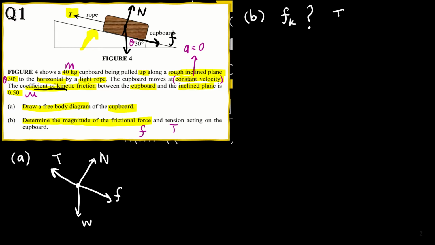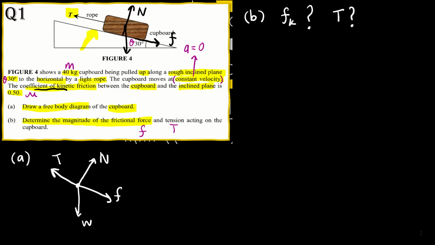So for the free body diagram, we make sure our block becomes a dot. We make sure all the tails of the forces must be at the center. So we have normal, weight downward, frictional force, and also tension. Okay, so this is our free body diagram. And to solve B, we want to find the frictional force. In this case, our cupboard is moving, so we have Fk, and also we want to find tension.